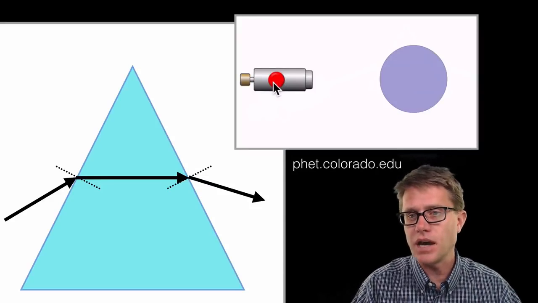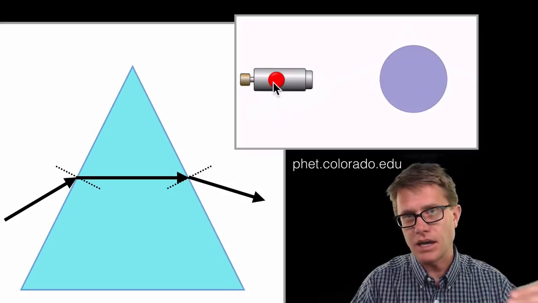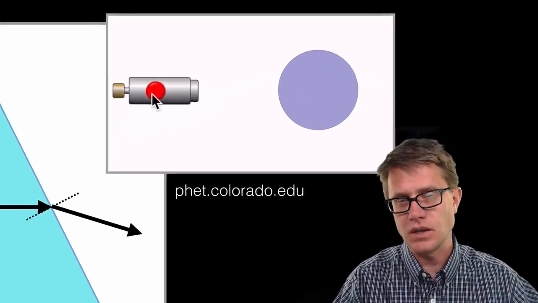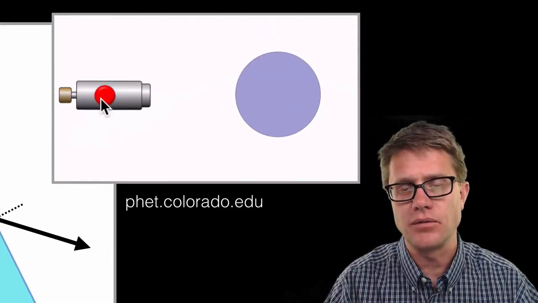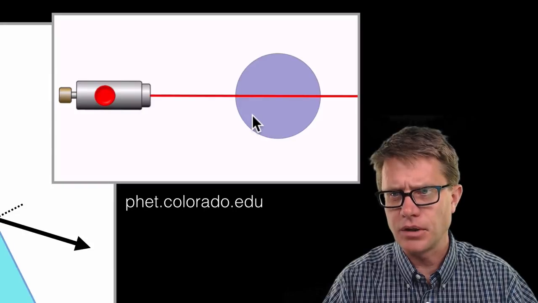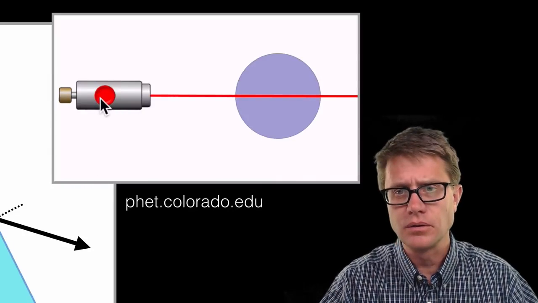So in other words, what's going to happen if we shine a light right at a sphere, and we're going to try to hit it right along the normal? So it's hitting it flat. What should happen to the refraction? Let's try it. You can see it's not lined up perfectly, but it's going to go straight through.